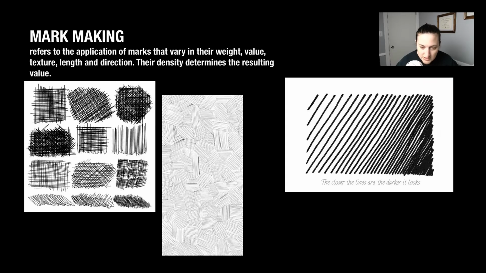So, we will be utilizing the technique of mark making and the techniques within, and applying them to what we know of value. We are still assessing proportions, sighting, getting correct proportions, and then we are addressing value by using mark making within this technique here. So, what is mark making?